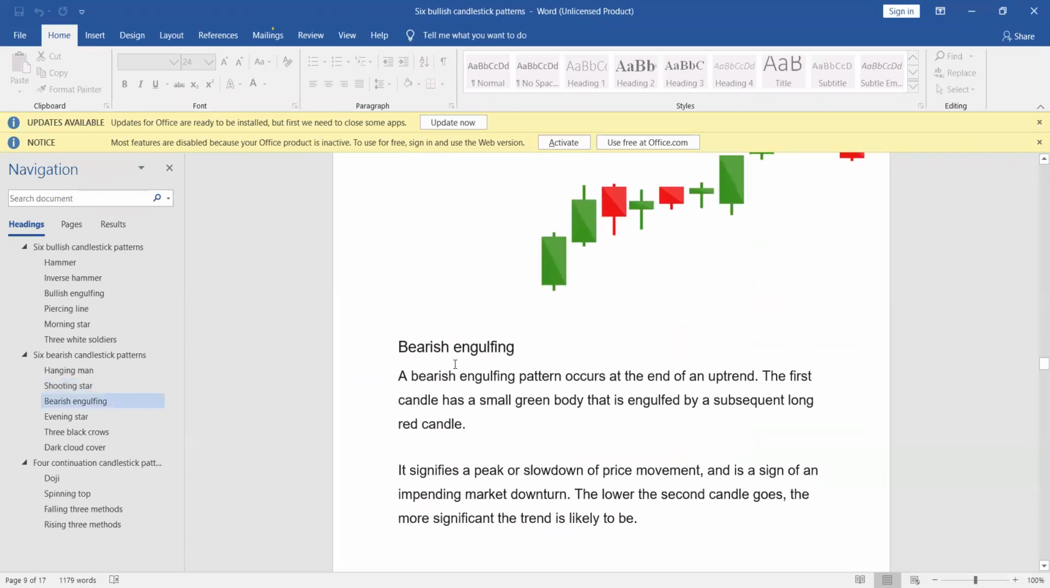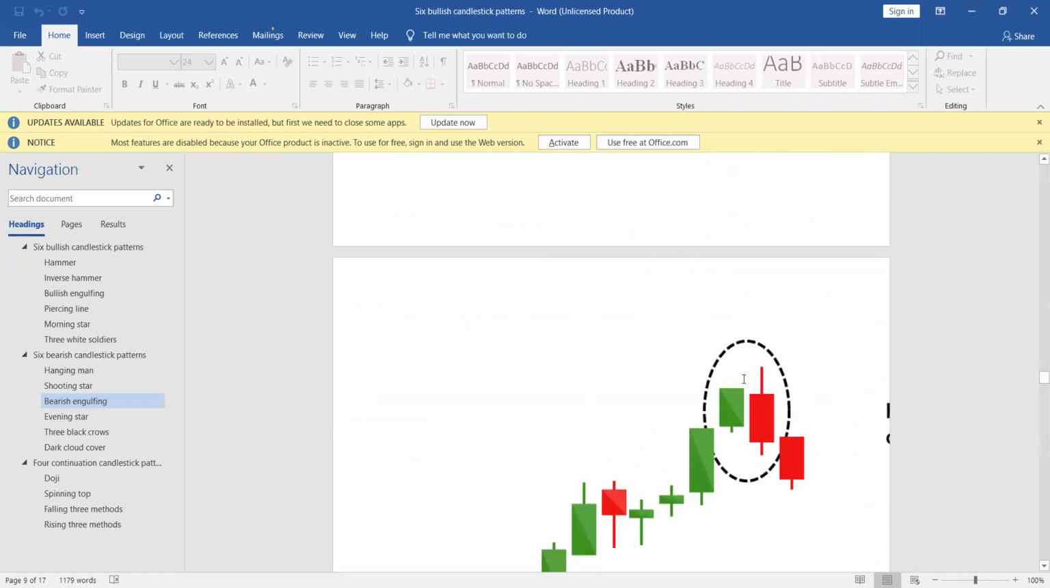Now we have the bearish engulfing. You have heard of the bullish engulfing before, right? I think we just explained the bullish engulfing some minutes ago. So this time, the one that is engulfing the other is the bearish candle, not the bullish. So a bearish candle is engulfing a bullish candle. See, this bullish candle is directly inside this bearish candle.